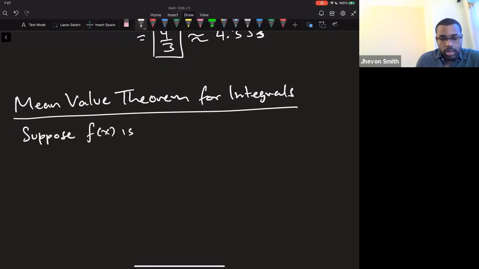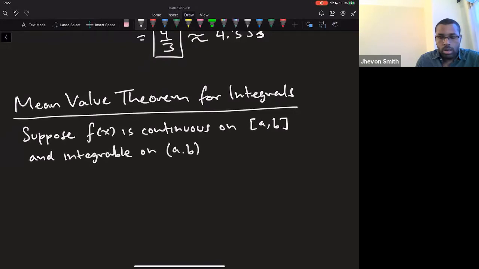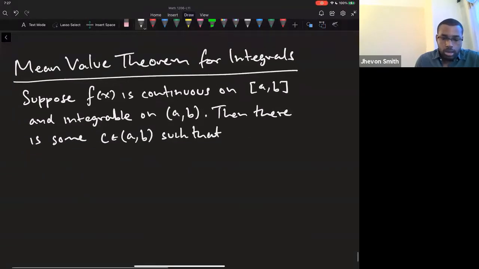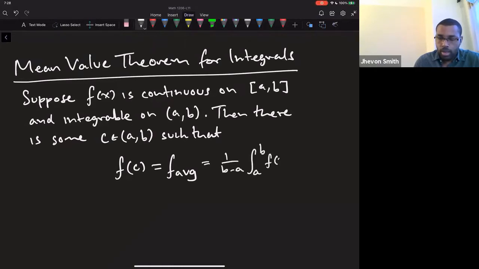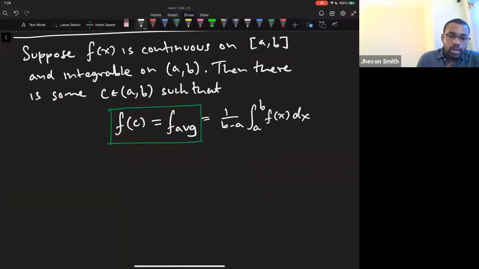Suppose f of x is continuous on AB and integrable on AB, then there is some C in AB such that the output at C is equal to the average value of the function as defined by that. Okay, that's all that is. Example.